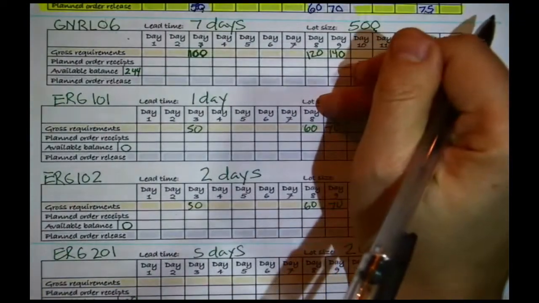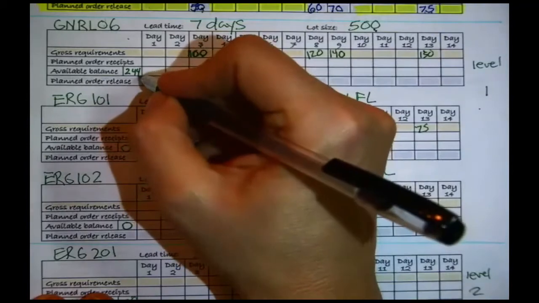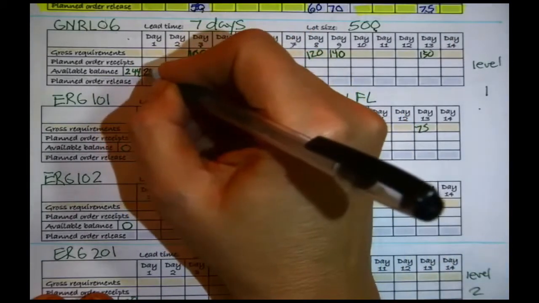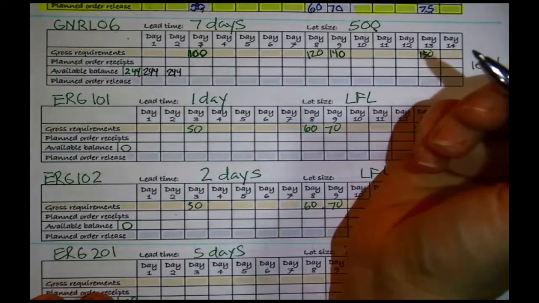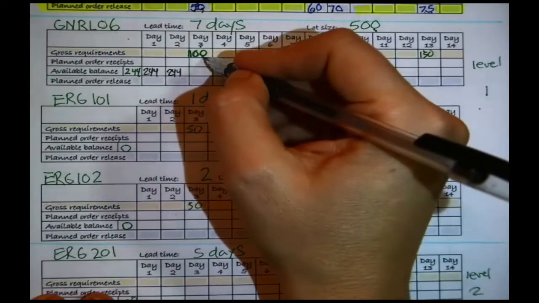Okay, well, let's look at this. We have 244 dice in stock, and nothing's going on for these first 2 days. That just means we're going to carry those 244. We are going to use up 100 of them on the 3rd day, though. They're going to head to final assembly.